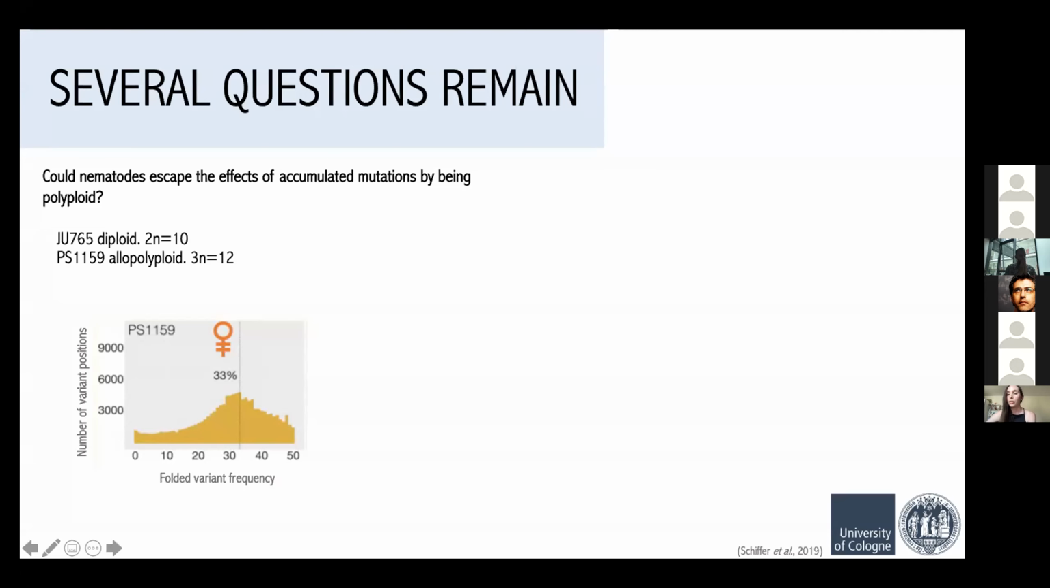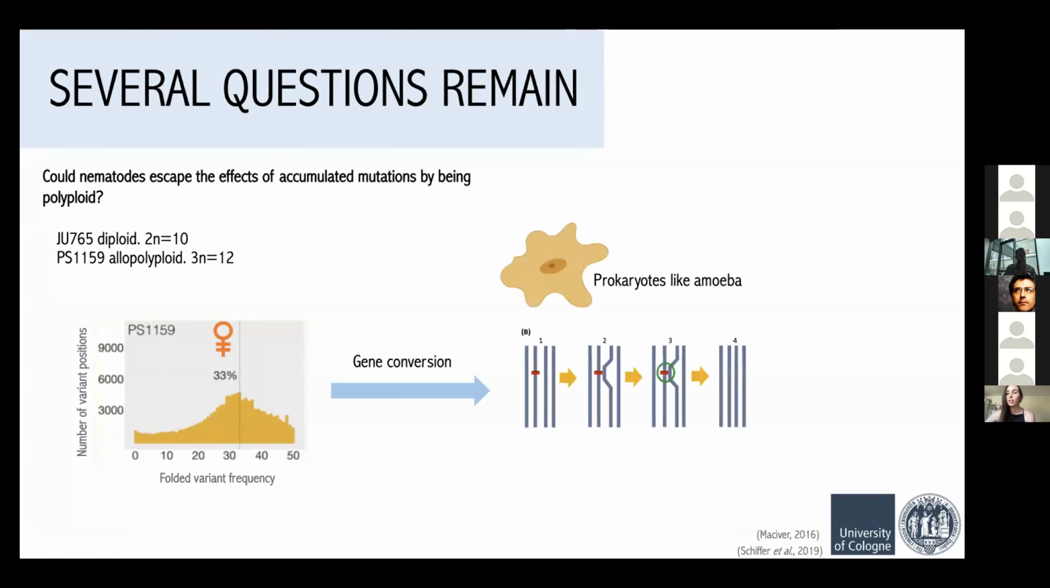And what happens when there's polyploidy? Well, a process known as gene conversion can occur. This means that if a deleterious mutation happens, it can be replaced by a homologous sequence from another copy, and this has already been reported in prokaryotes like amoeba.